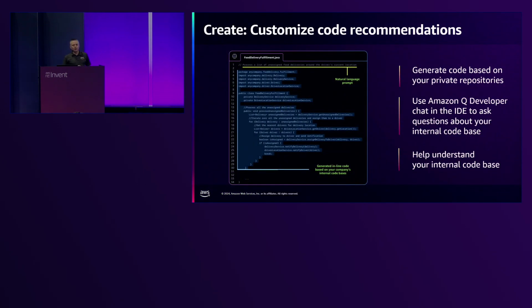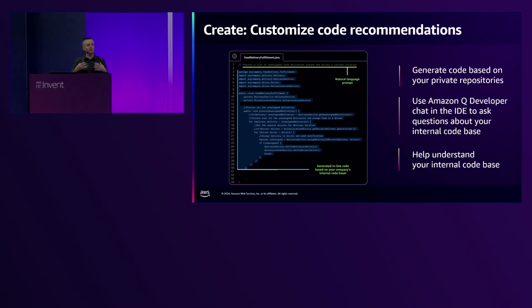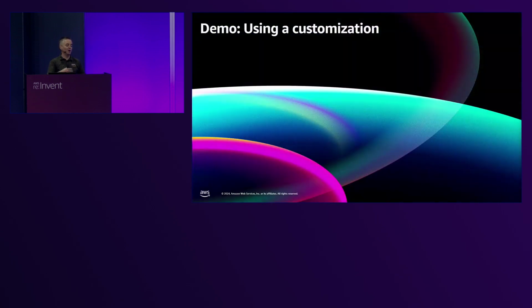So the customization allows you to train on your private code bases so that it can learn those and then be able to make suggestions about things that it wouldn't know about otherwise. You can see in this example, in this picture, that at the top, the prompt that caused it to write this code is: process a list of unassigned food deliveries around the driver's current location. Right, a very business domain specific problem that Q has learned and is then able to write code for. And it's not part of the publicly available data set.